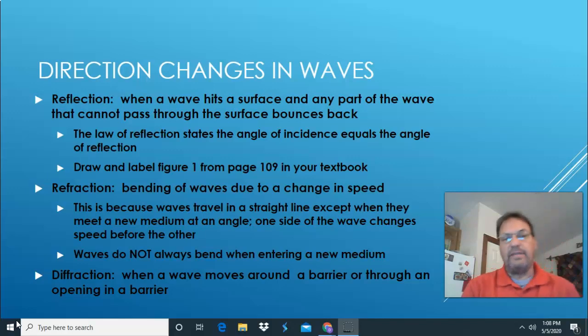Refraction is the bending of waves due to a change in speed, and the reason that the speed will change is because it's going through a different medium. Waves will travel in a straight line, except when they meet a new medium at an angle. One side of the wave changes speed before the other.